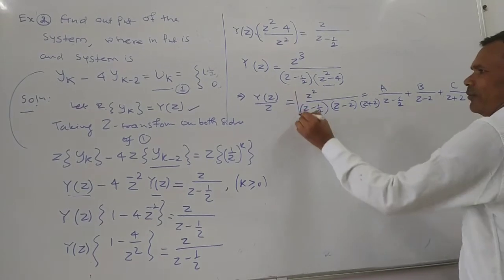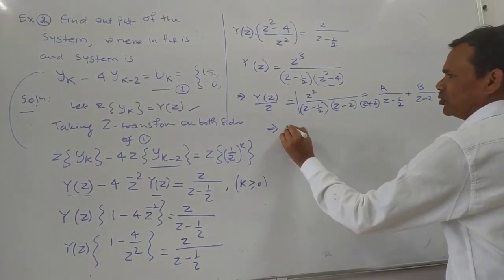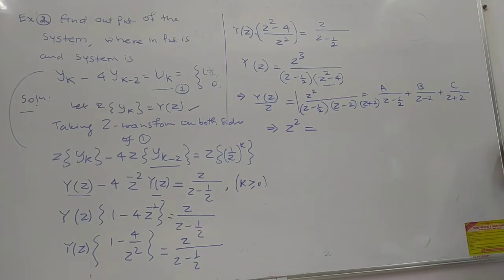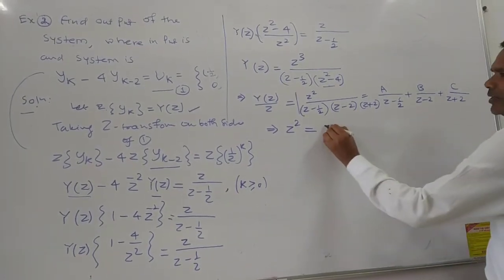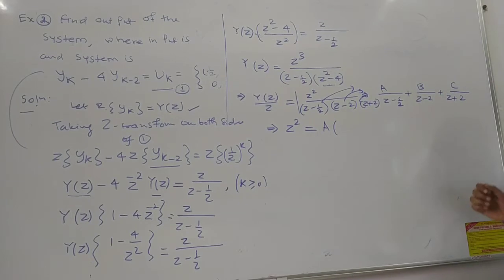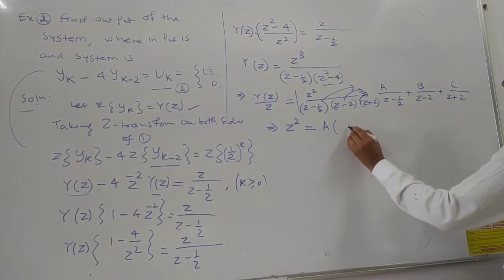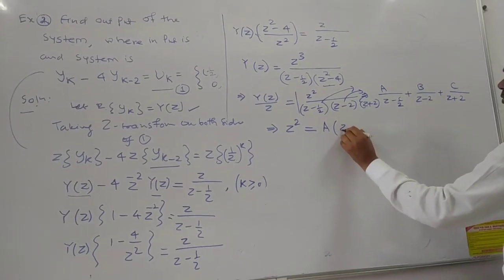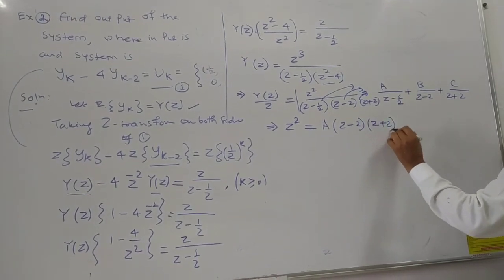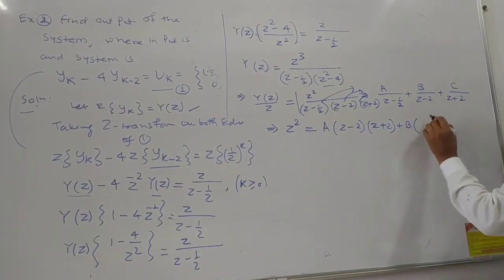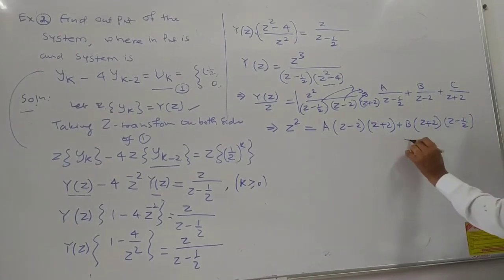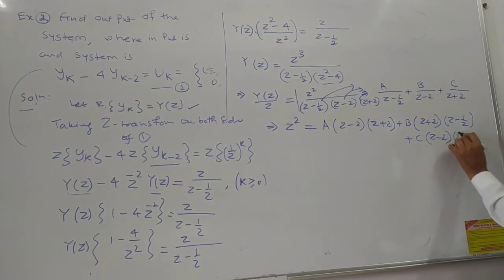Now I try to get the values of a, b, c. Z square is equal to, multiplying throughout by these three linear factors z minus half, z minus 2 and z plus 2: a into z minus 2 and z plus 2, because the other factor gets cancelled, plus b into z plus 2 and z minus half, plus c multiplied by z minus 2 and z minus half.